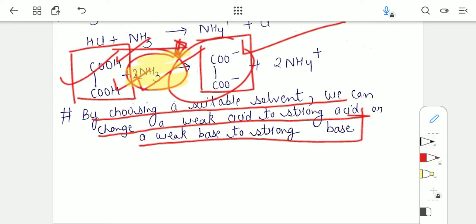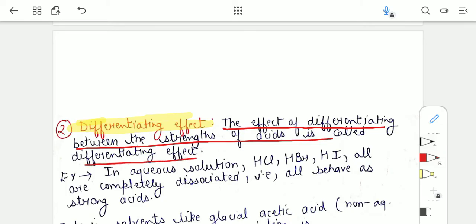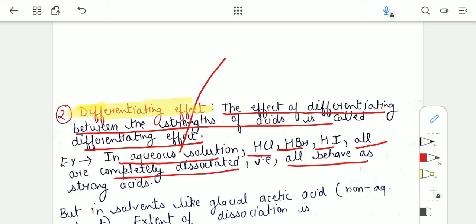Now let us begin the next part, which is the differentiating effect. The effect of differentiating between the strength of acids is called the differentiating effect. For example, in aqueous solutions, which means in water, HCl, HBr, HI are all completely dissociated, that is, all behave as strong acids.